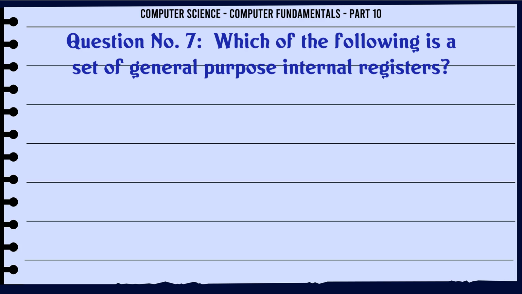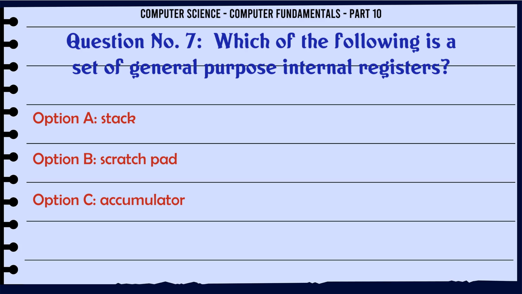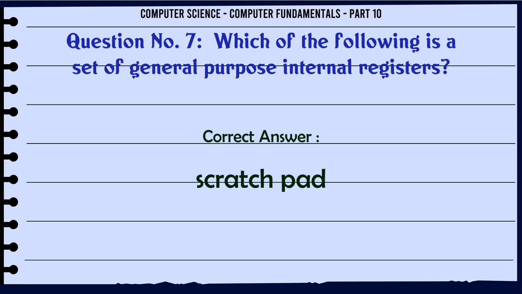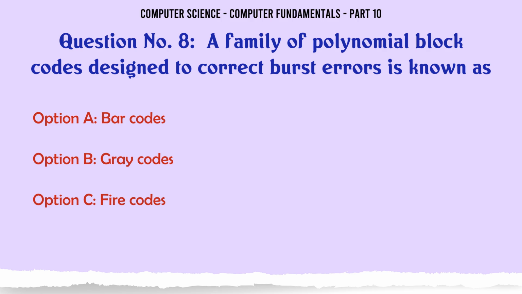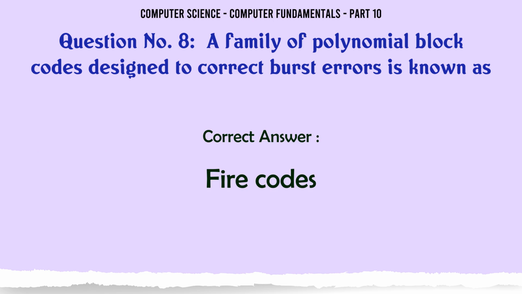Which of the following is a set of general-purpose internal registers? A. Stack. B. Scratch pad. C. Accumulator. D. Status register. The correct answer is scratch pad. A family of polynomial block codes designed to correct burst errors is known as A. Barcodes. B. Gray codes. C. Fire codes. D. Mnemonics codes. The correct answer is fire codes.